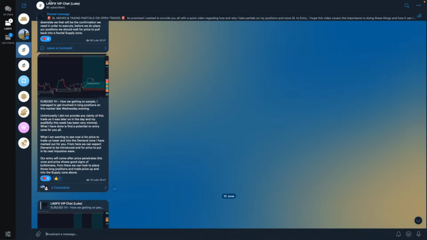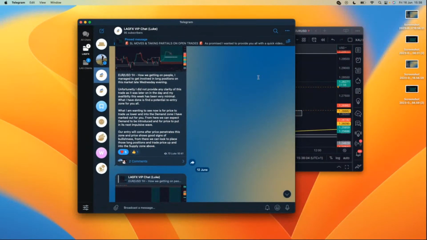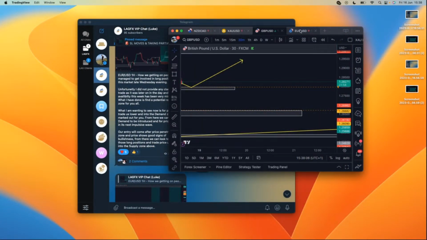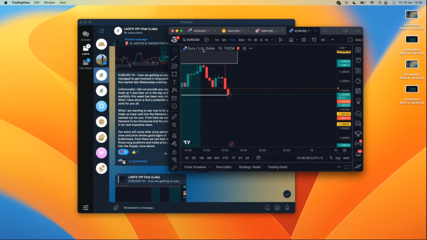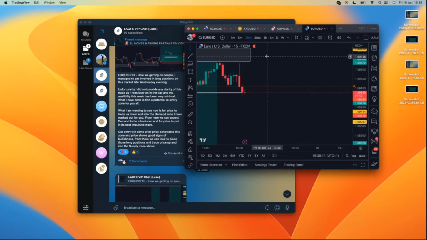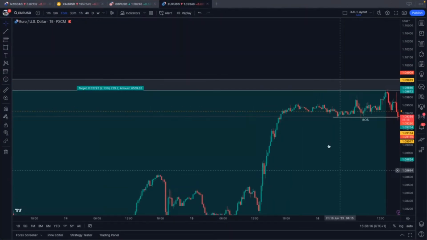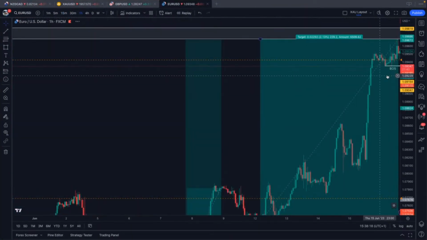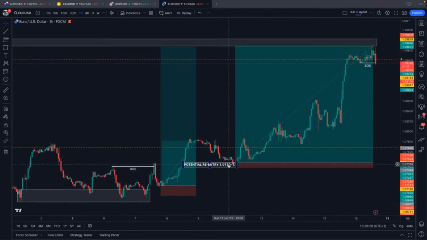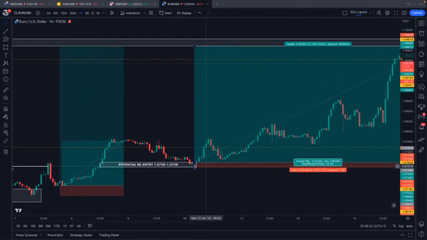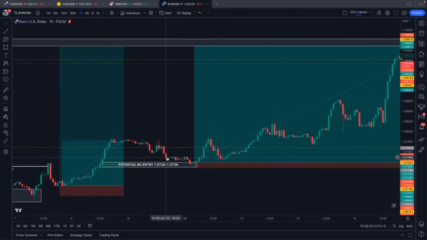Now, if we look at this, just so you can quickly see, that's the Euro USD market, and that was at 20 to 4. Sorry. So if we just look at the Euro USD market now, you can see that the analysis that I provided played out perfectly. So that was the zone that I gave, and I gave it at 20.